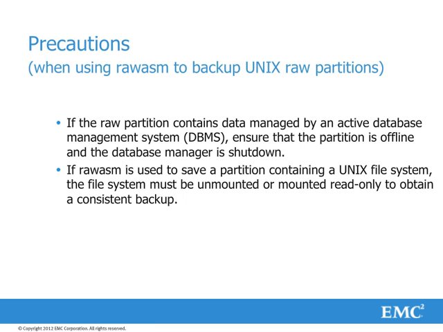Precautions when using rawasm to backup UNIX raw partitions. If the raw partition contains data managed by an active database management system, ensure that the partition is offline and the database manager is shut down. If rawasm is used to save a partition containing a UNIX file system, the file system must be unmounted or mounted read-only to obtain a consistent backup.